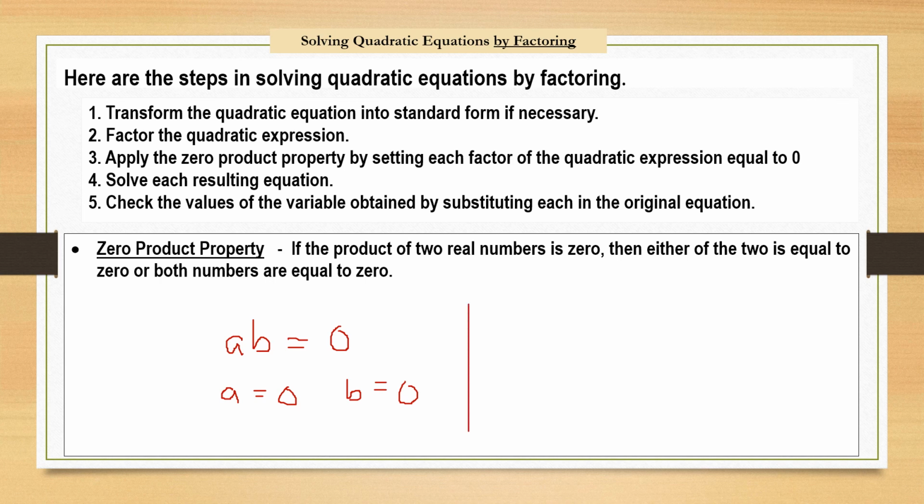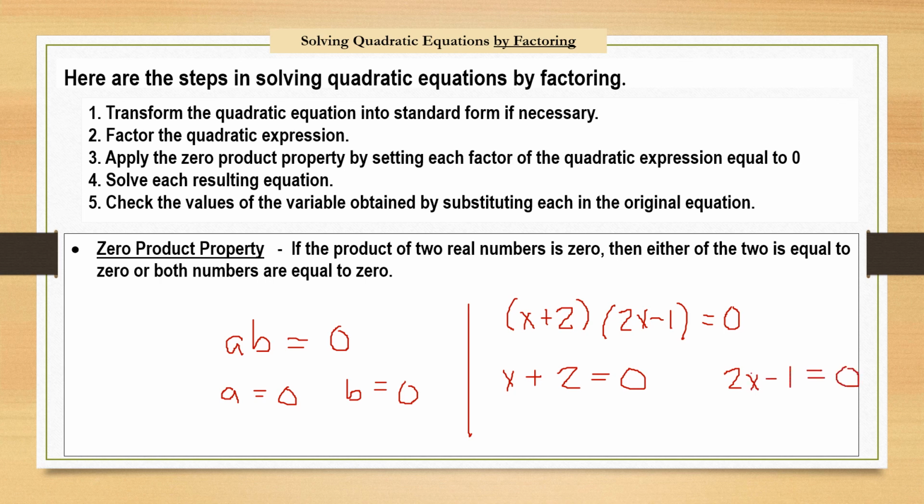Let's have another one. Let's say x plus 2 times 2x minus 1 is equal to 0. By applying zero product property, we can say that x plus 2 is equal to 0 or 2x minus 1 is equal to 0.